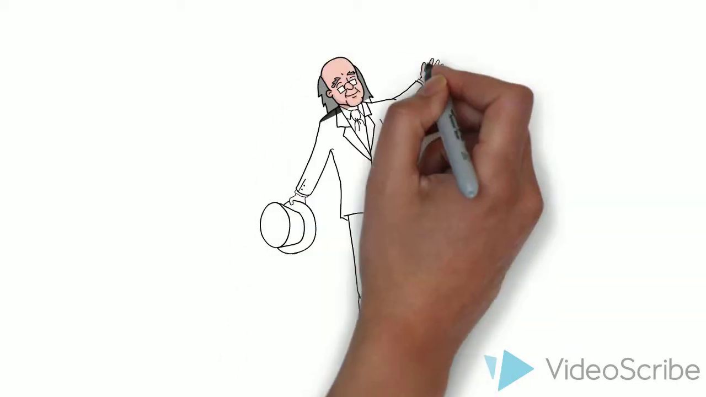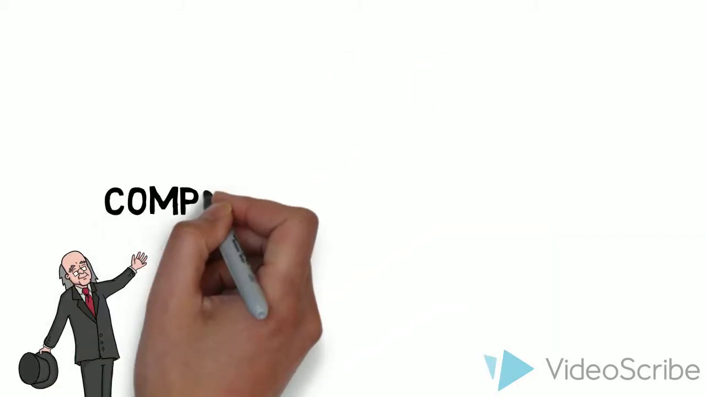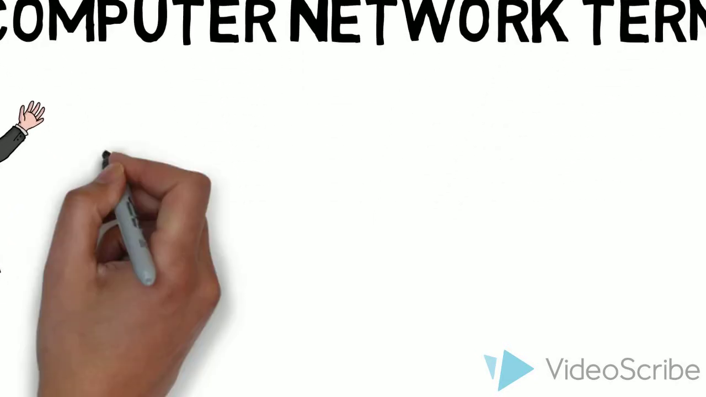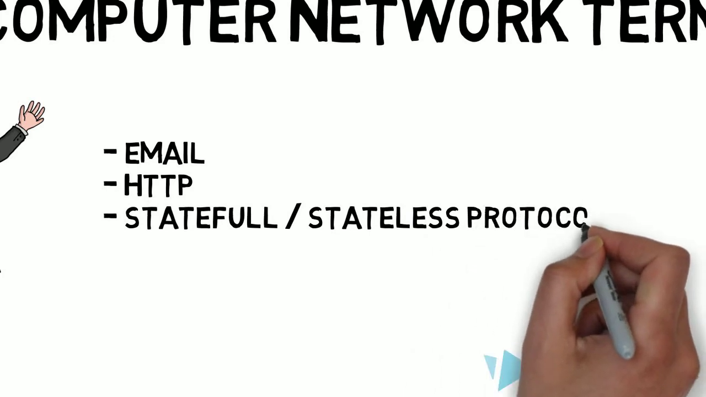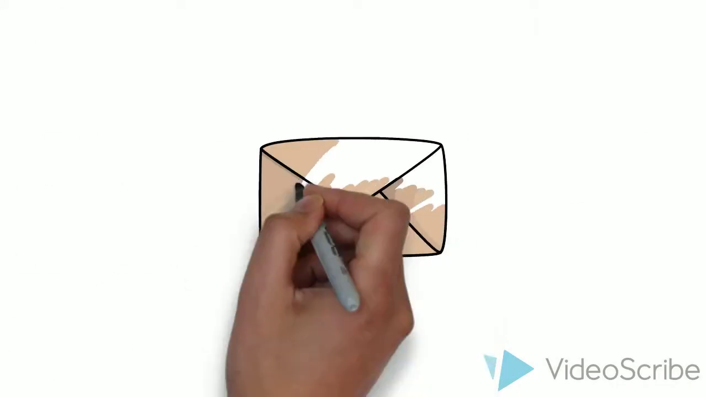Hello everyone, today I'll give you a brief explanation of some computer network terms, and we're going to talk about email, HTTP, stateful stateless protocol, and DNS. So let's start with the email.